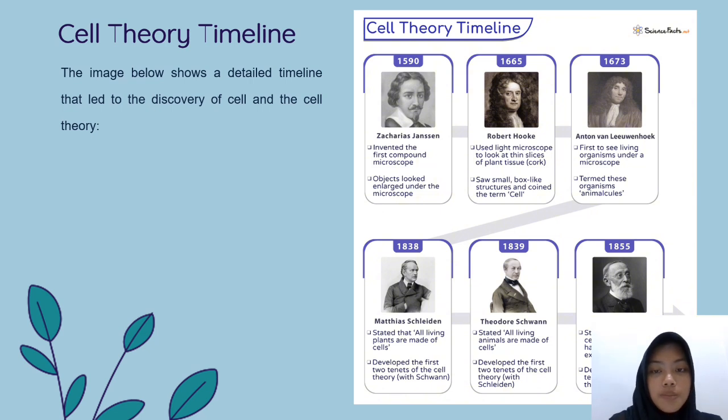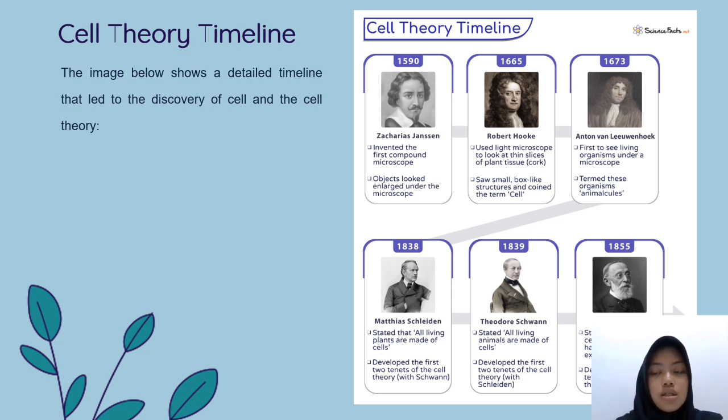In the early 19th century, Matthias Schleiden, a German botanist, studied plant tissue and proposed that all plants are composed of cells. He postulated that cells were the fundamental building blocks of plants, responsible for their growth and development. Schleiden's work laid the foundation for the idea that cells play a vital role in the structure and function of living organisms.